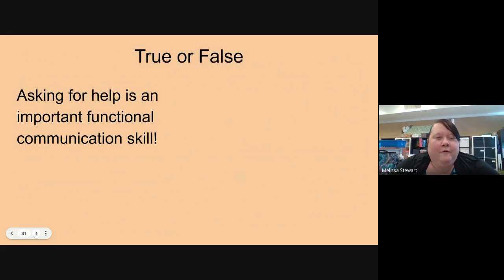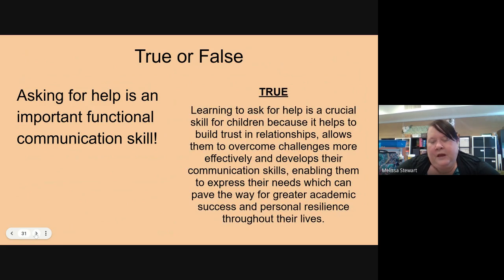The first question is true or false. Asking for help is an important functional communication skill. And the answer is true. Learning to ask for help is a crucial skill for children because it helps build trust in relationships. It allows them to overcome challenges more effectively and develops their communication skills. It enables them to express their needs, which can pave the way to greater academic success and provide personal resilience throughout their lives. We definitely want any of our children to be able to learn to ask for help.